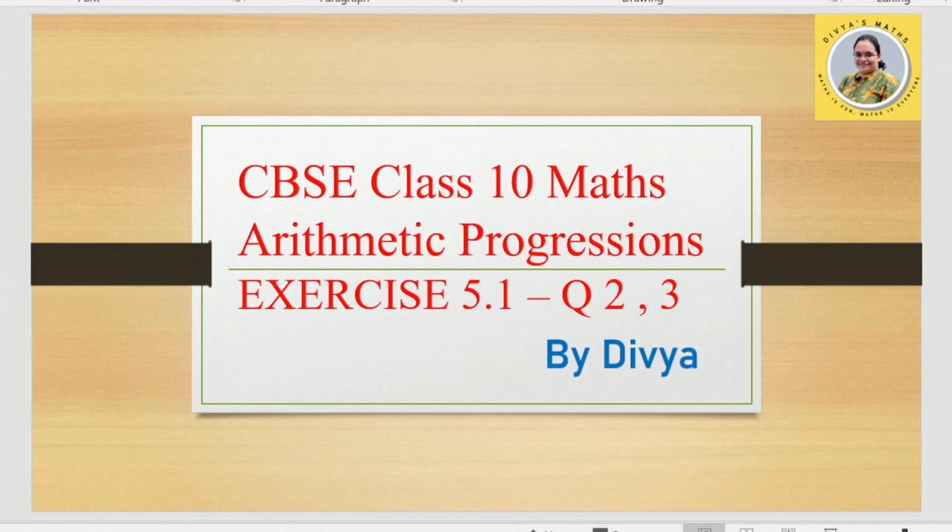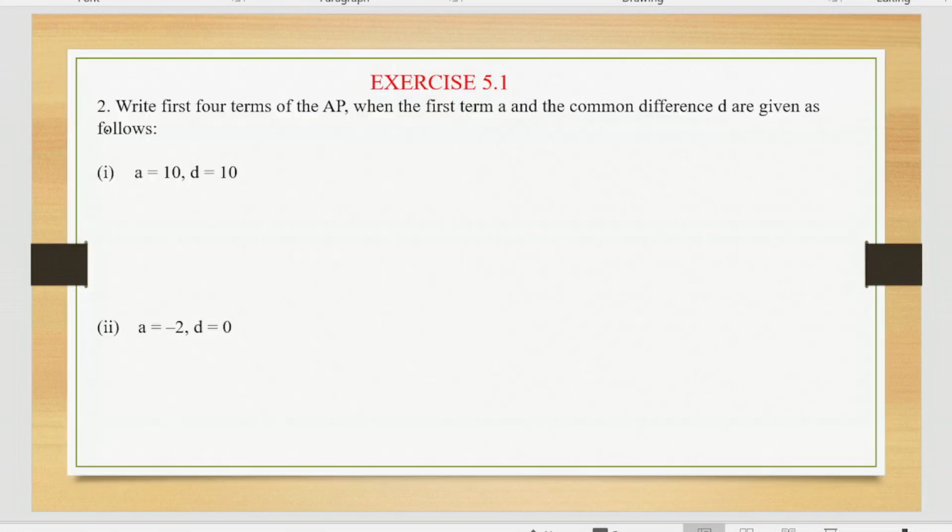So let's get started. The second question: write the first 4 terms of the AP when the first term A and the common difference D are given below. So he has given us the first term and the common difference D. We need to find the first 4 terms of an AP. So how do you get the first 4 terms of an AP?